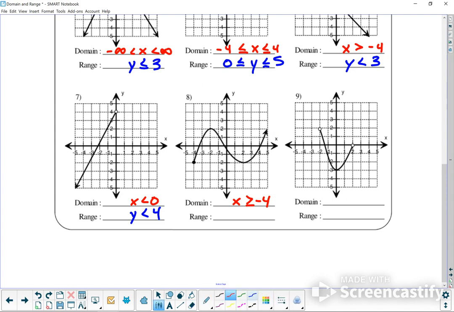Okay, my y, or my range, is going to go as far down, and it shows right here. It hits that spot on the y, and it also hits that spot. So the lowest is going to be at -2, and it actually counts. And this arrow means it's going to keep going up and up. So that means that my y, or my range, is going to be bigger than or equal to -2.